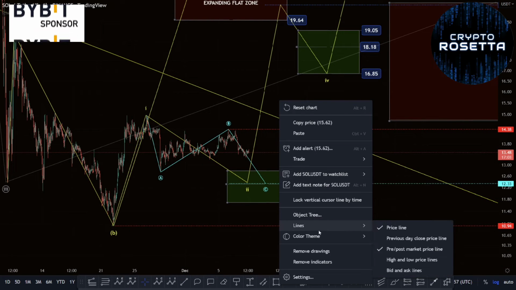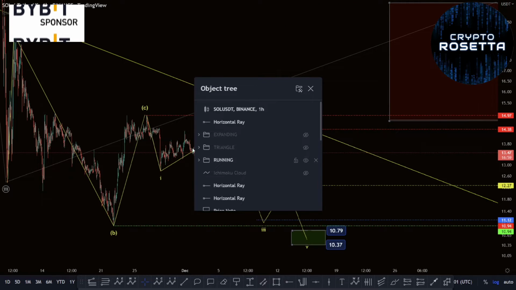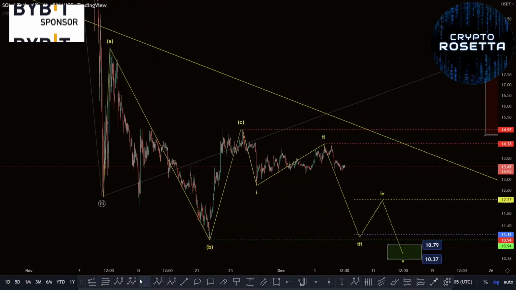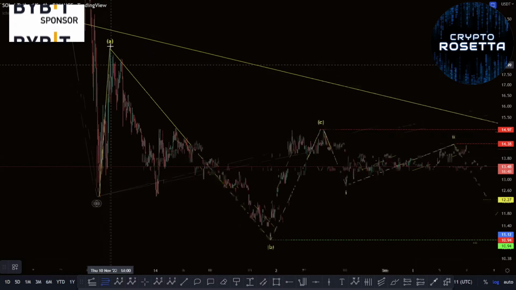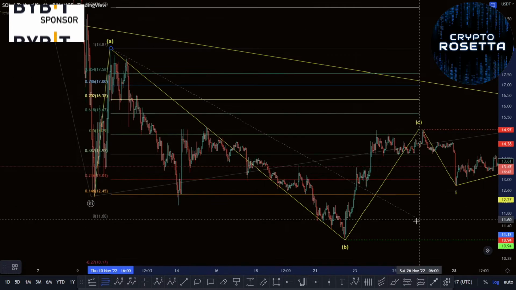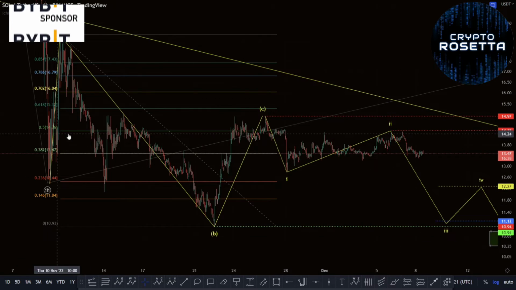So now if I just quickly jump into here, if we just change this over, looking at this slightly differently, because technically this could be a running flat in a fourth wave position. Let me just get this on here so I can show you. Oh, it's not having it today. Okay, here we go.